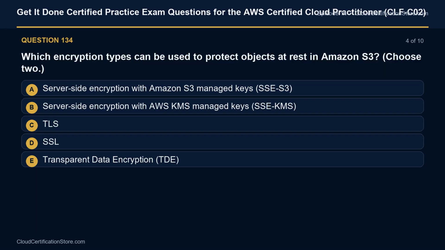Question 134. Which encryption types can be used to protect objects at rest in Amazon S3? Choose 2. Option A, server-side encryption with Amazon S3 managed keys, SSE-S3. Option B, server-side encryption with AWS KMS managed keys, SSE-KMS. Option C, TLS. Option D, SSL. Option E, Transparent Data Encryption, TDE.